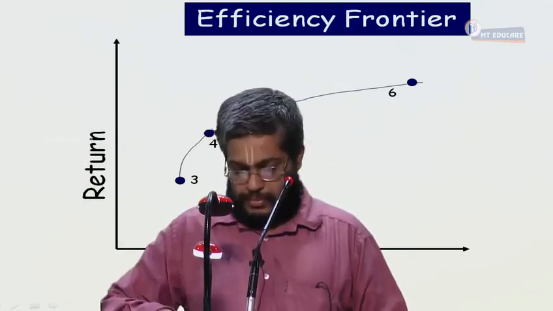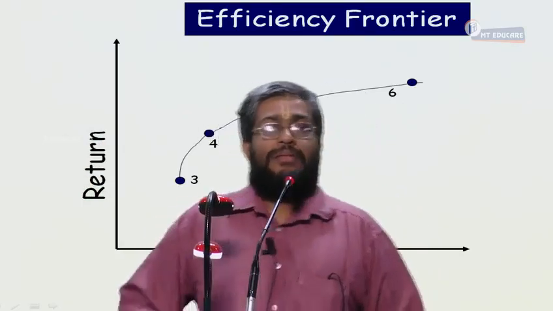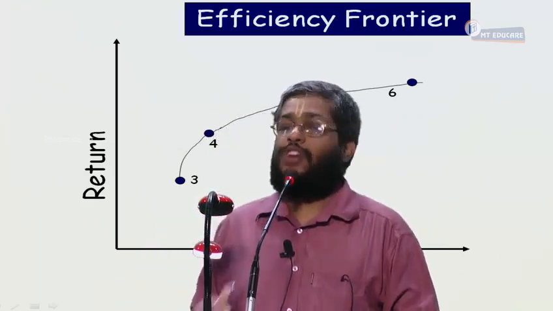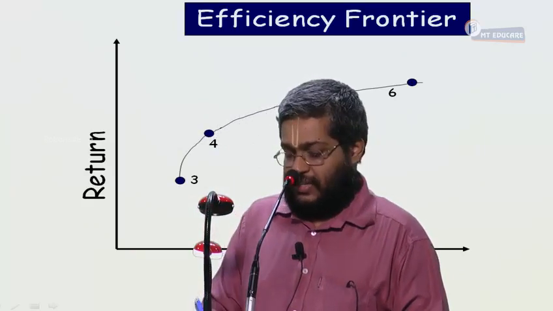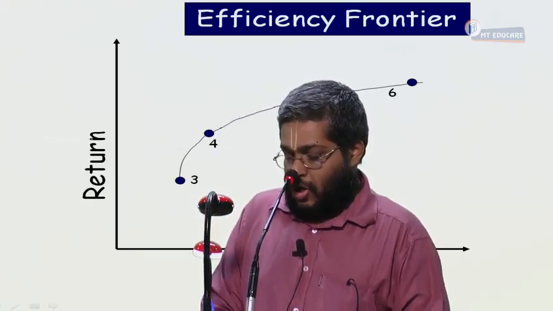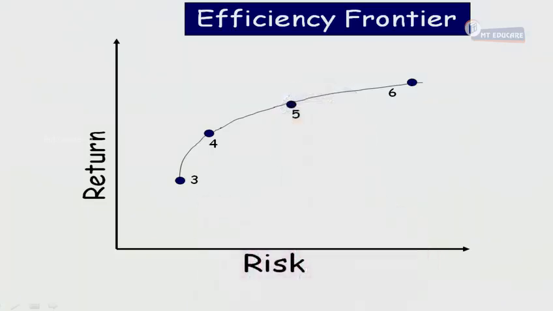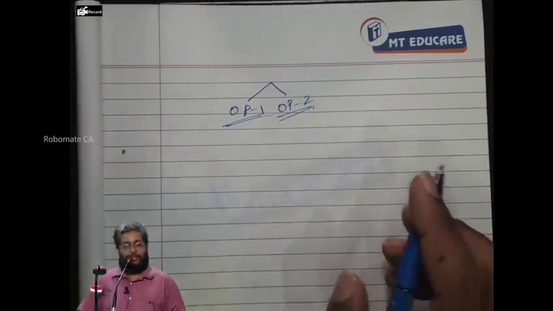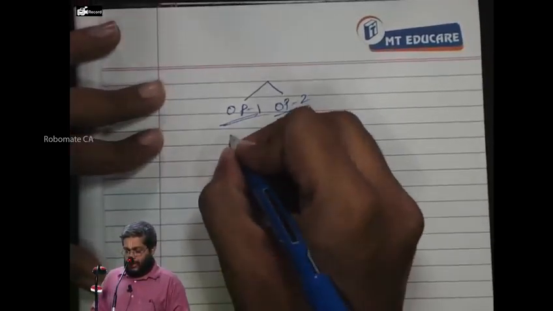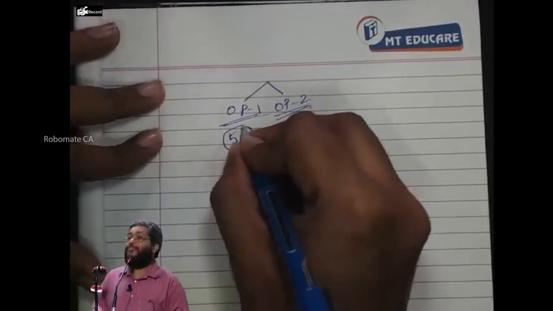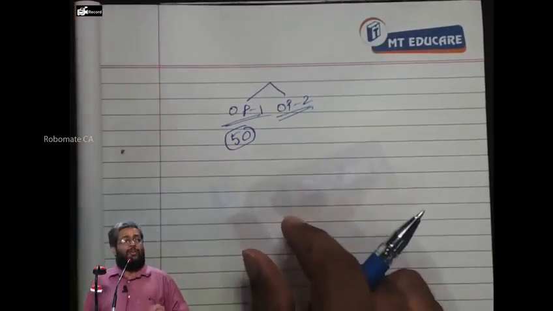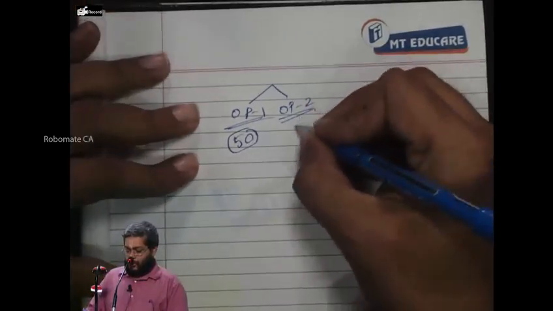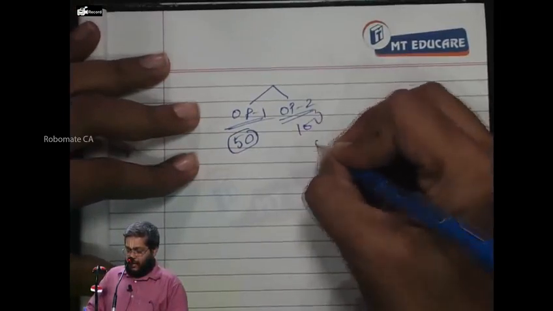Okay. Now, let us take an example. You have 2 choices, option 1 and option 2. Option 1 will give a sure return of 50 rupees. If you go for option 1, you will be getting a 100% sure return of 50. Option 2 may give 100 or may give 0.